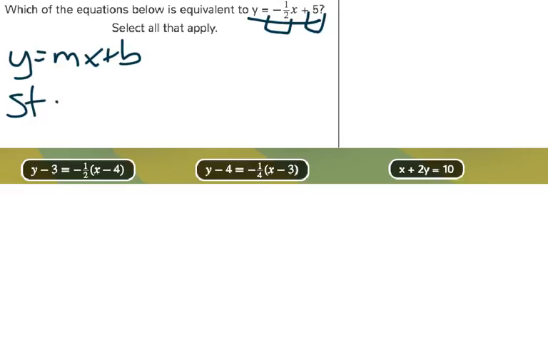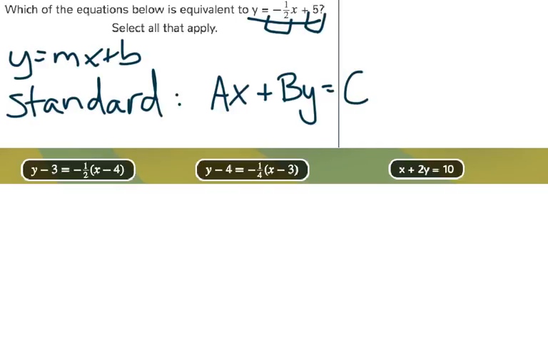Sometimes we're given them in standard form. And standard form of a linear equation looks like this: ax plus by equals c. So some coefficient times x plus some coefficient times y equals some constant. And you'll see along the way that there are certain times where the standard form is more useful and certain times our point-slope form is more useful.